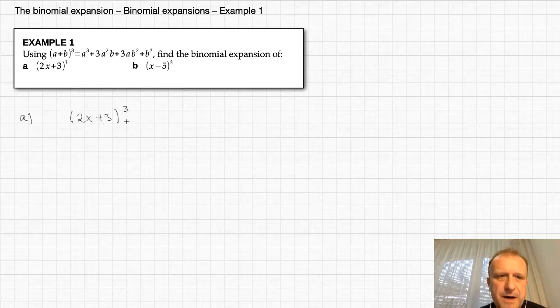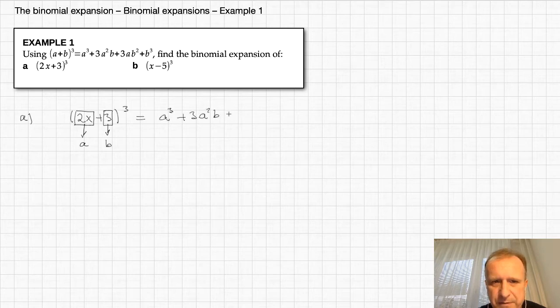Now if we want to use this formula, we have to identify a and b in this bracket. It's a binomial, so the first term of the binomial should be a and the second term should be b. According to the pattern, we should have a to the power of 3 plus 3a squared b plus 3ab squared plus b cubed.